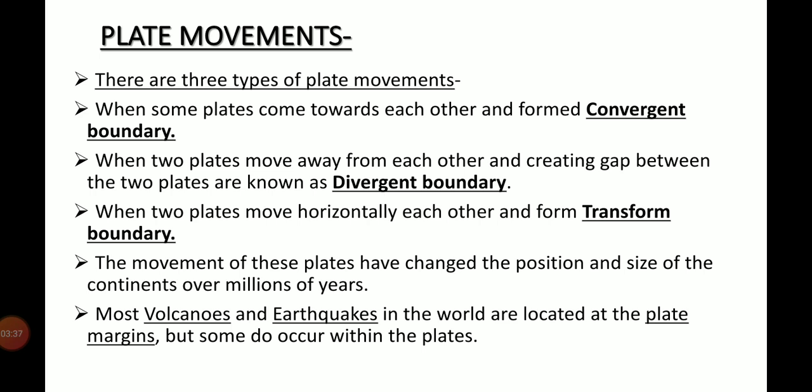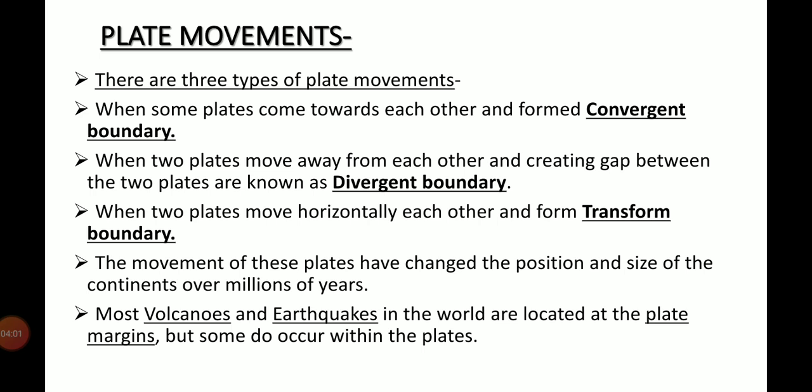Second one is the divergent boundary. When 2 plates move away from each other, creating a gap between the 2 plates, it is known as a divergent boundary. Divergence of plates may result in volcanic eruption, and the formation of the Mid-Atlantic Ridge in the Atlantic Ocean is a result of divergence of plates.